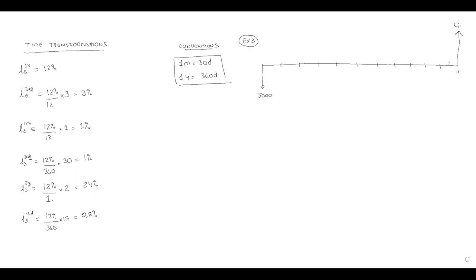So let's assume that I do here $3,000. This is period 3, 4, 5, and 5. I do 7,000 more. Then 6, 7, 8, 9, 10. And then perhaps here I do another 2,000.